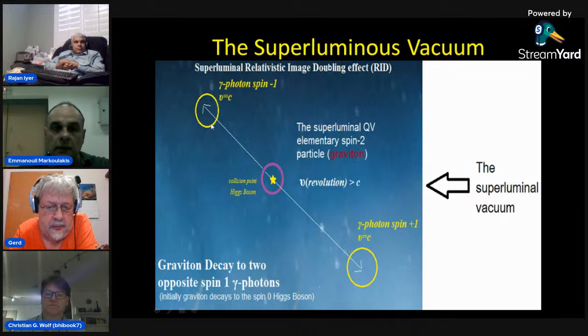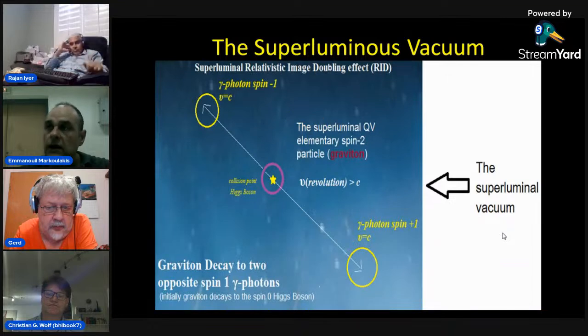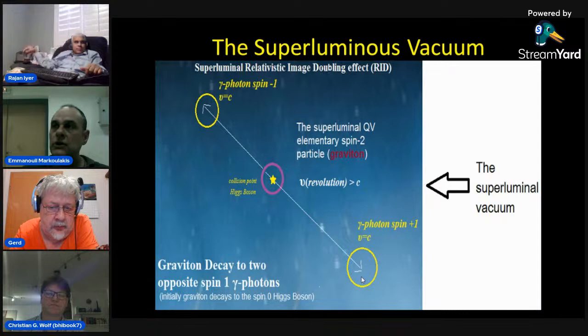But again, these two photons, it is not an apparent effect. In our space-time, it's very real. These two photons are very real energy. But if it's this effect, it's some kind of proof that the vacuum energy is actually superluminal. That's the point of making this argument.